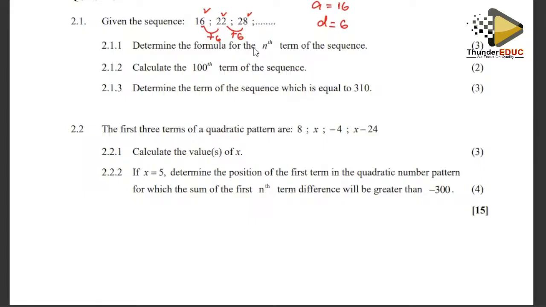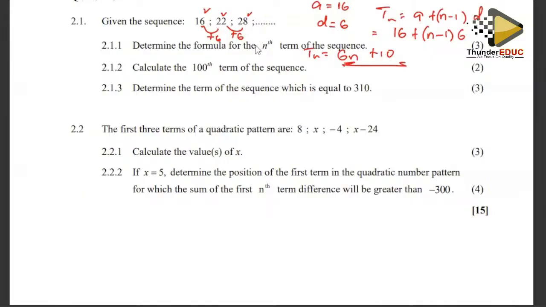Okay, so for me to get the nth term from my formula page, it will be A plus N minus 1 into D. What's our A? It's going to be 16 plus, we're saying N minus 1 multiplied by 6. So we can open this up. So it's 6N minus 6 plus 16, which means it's just 6N plus 10. Okay, so that is how we would have gone about that.